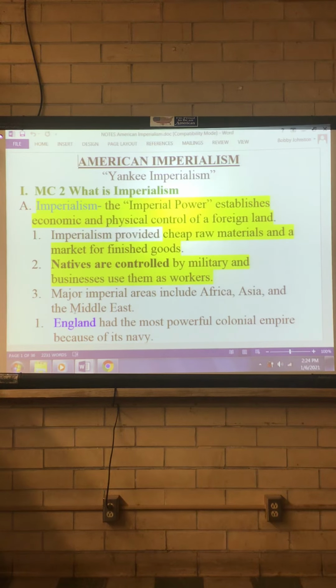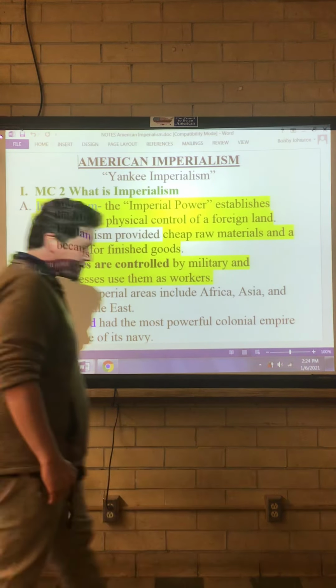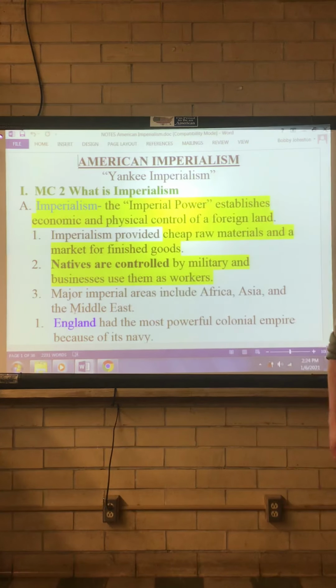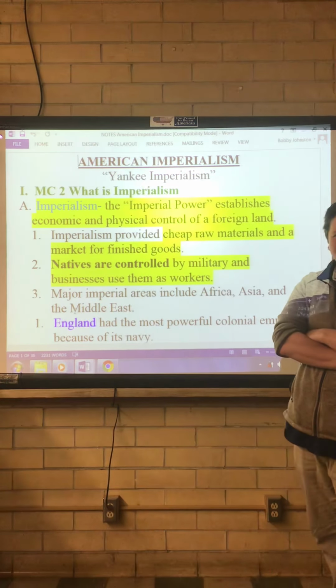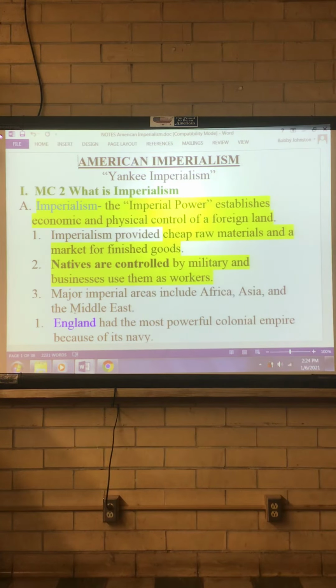Okay. The new chapter is called American Imperialism, or Yankee Imperialism, as it was known back in the day. Now, if you remember from the definitions, imperialism is whenever you go and conquer new territory as a country. So, under imperialism, the imperial power establishes economic and physical control of a foreign land. And imperialism provided cheap raw materials and a market for finished goods. Natives are controlled by the military, and businesses use them as workers.